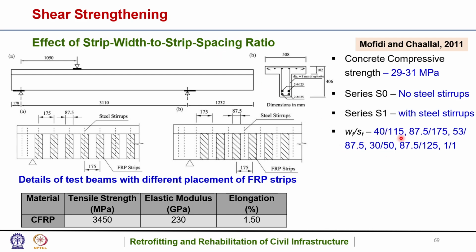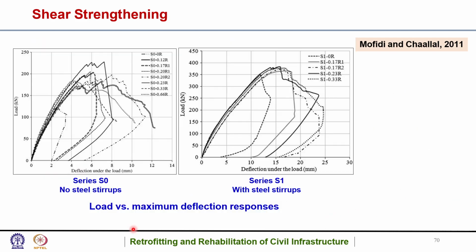So 40 by 115, 87.5 by 175, so that is 1 by 2 basically. Then 53 by 87.5, 30 by 50, 87.5 by 125, and 1 by 1. And these were the characteristics of the material used.